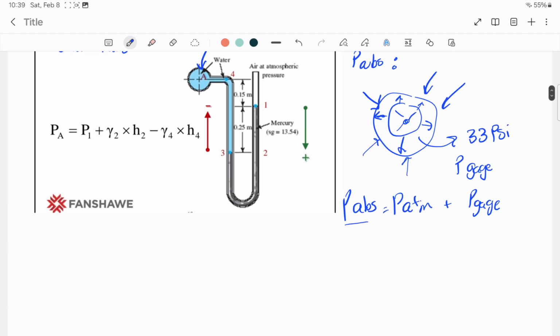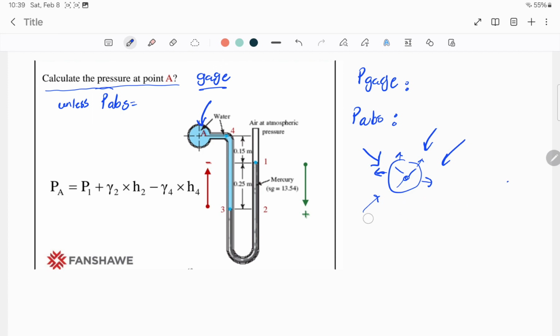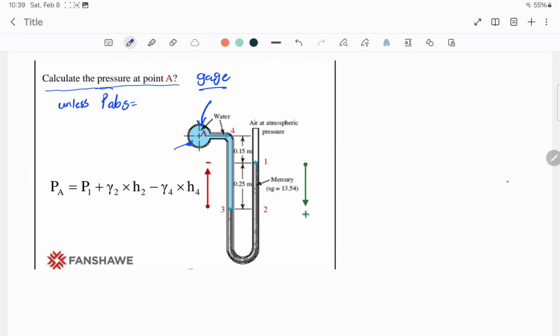Trick number two, I'll try to summarize this in less than 5 minutes, is when you're working with a manometer problem like this one, to find the unknown pressure, you need to add all the other pressures. So for example, you want to find the pressure at A, right here. That will be PA equals P1, which is atmospheric, which is 0.